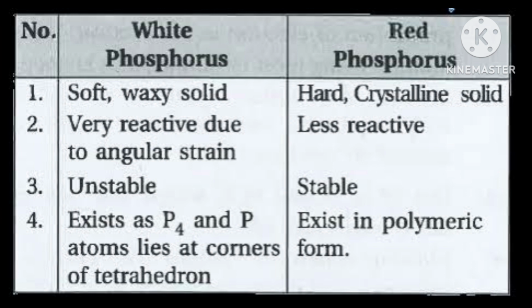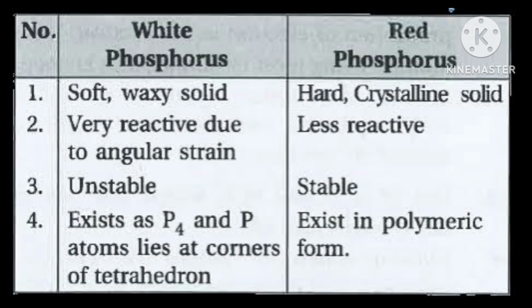Today I am going to discuss phosphorus, allotropic forms. Last class I discussed nitric acid. Now I am going to discuss phosphorus. Phosphorus is found in many allotropic forms, the important ones being white, red and black.